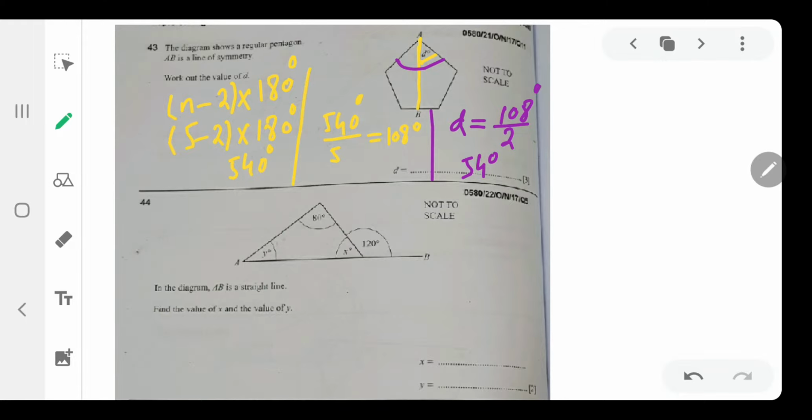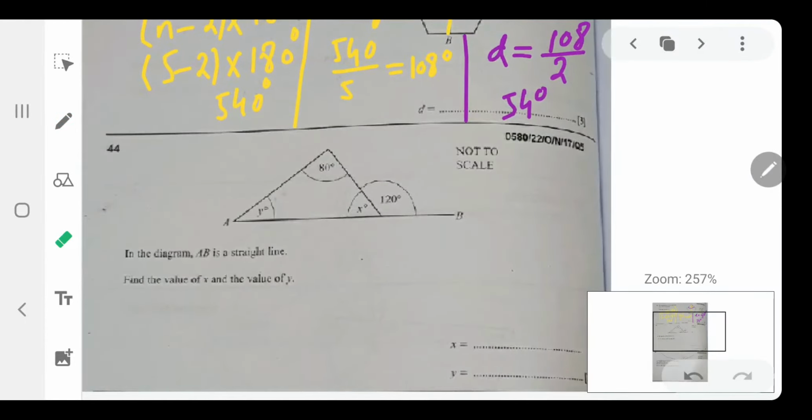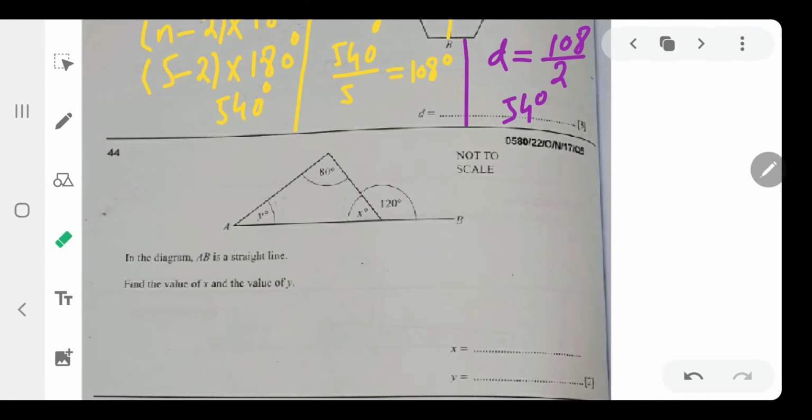Now we are going to solve problem number 44. Here in this diagram, AB is a straight line. We have a straight line AB. Find the value of x and y. So how do we find the value of x? First we have to find the value of x here. This is the value of x.